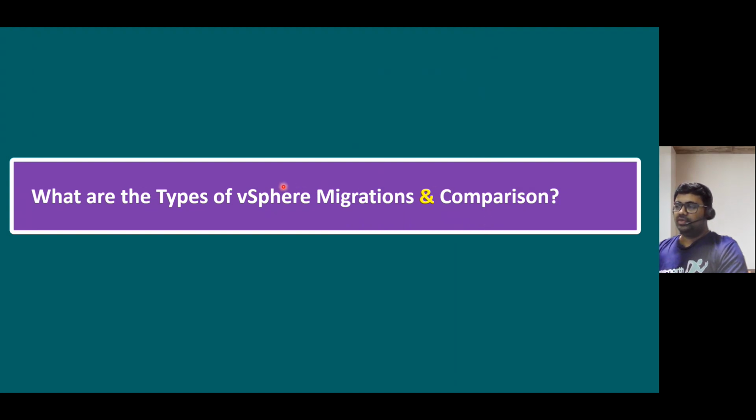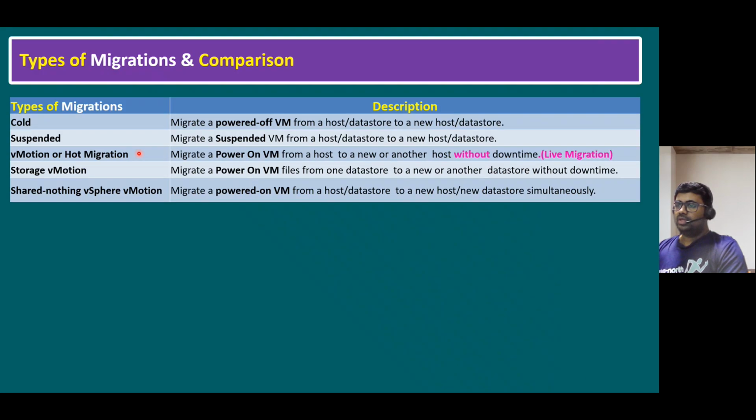Whatever migrations we discuss now, let's understand the comparison between every migration. As we know, there are types of migration. Cold migration is nothing but migrating a powered-off virtual machine from a host to a new host or from a datastore to a new datastore. When the VM is in power off state, remember, that is called cold migration.